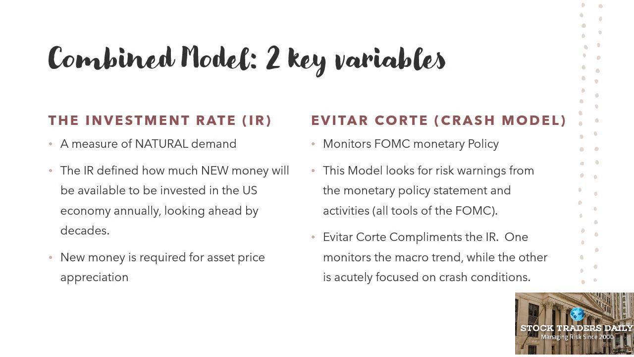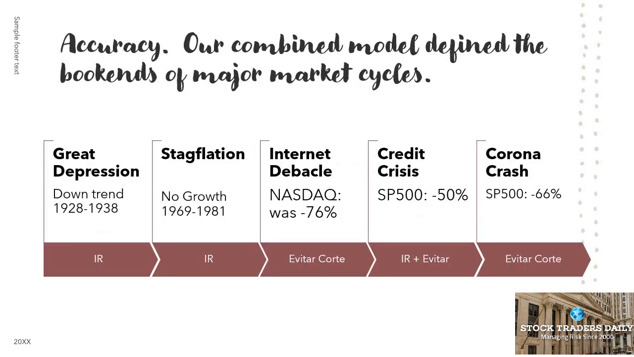This model, this combined model, is very good at identifying risks. It identified the Great Depression, stagflation, the internet debacle, right? NASDAQ declines by 76%. The credit crisis, market down by 50%. And the corona crash, market down by 66%. It's effective, it's efficient, it's able, it's proven. And this is what we use to identify risk.